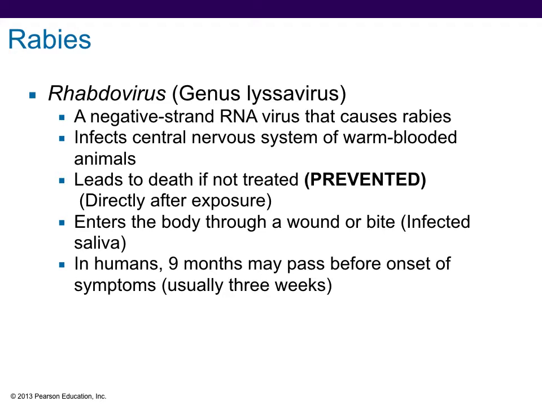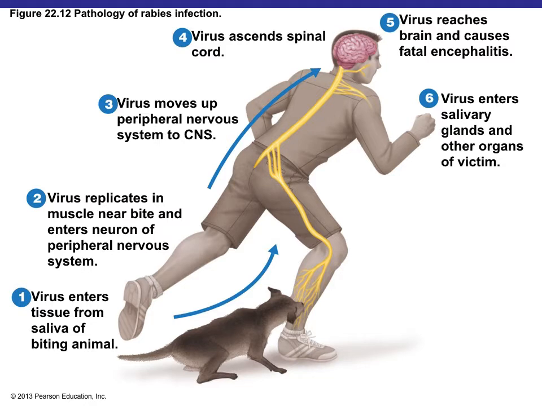So the virus enters the body through a wound or a bite, and the transmission mechanism is then via infected saliva. In humans, 9 months may pass before the onset of symptoms, but usually disease onset is within 3 to 4 weeks. So here in figure 22.12, and rabies is discussed on page 646 in the textbook.